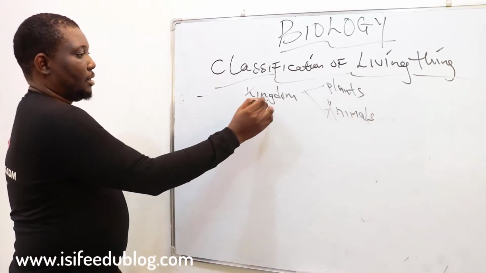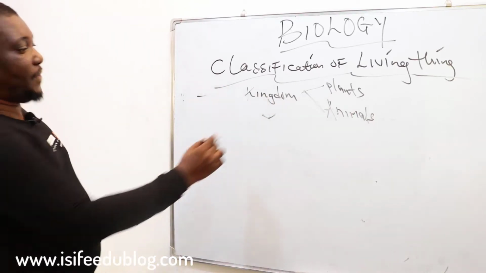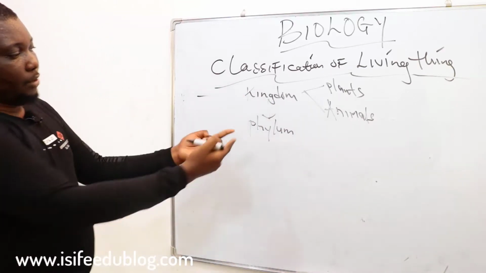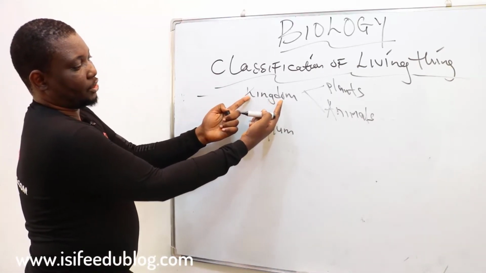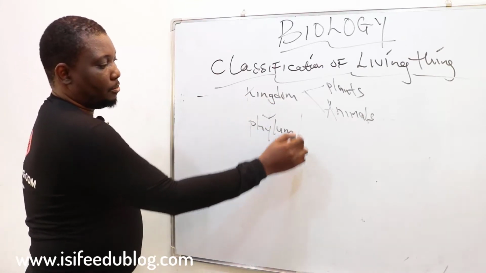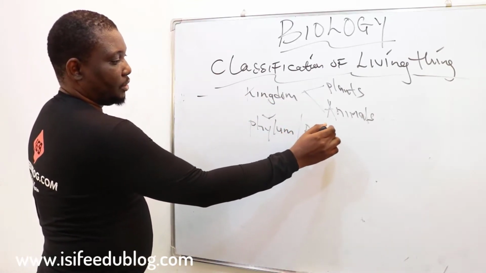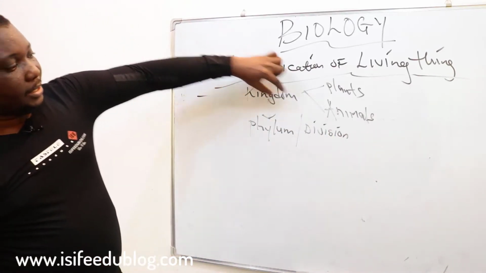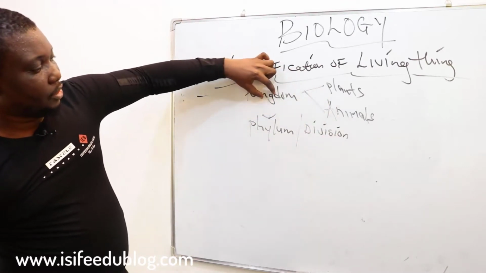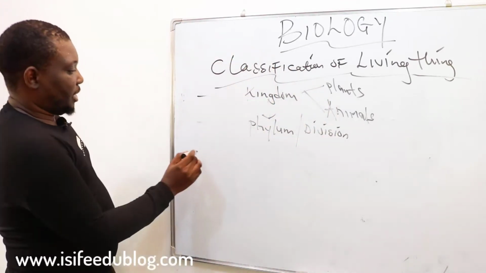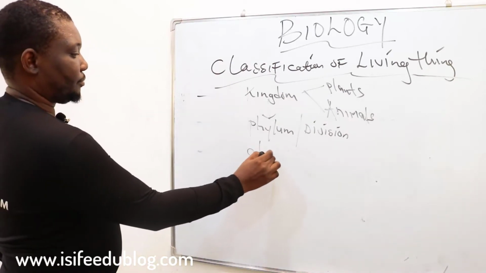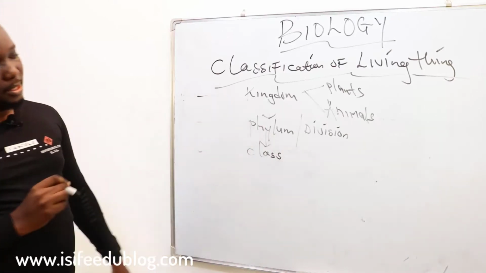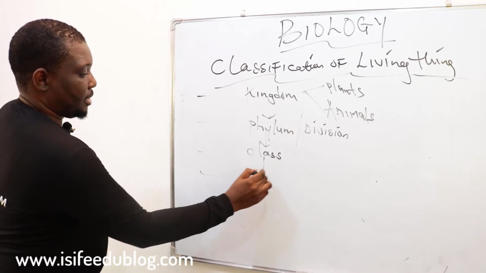And then, the next in the hierarchy of classification is phylum. I will use it after kingdom classification. Next is phylum, but I will switch it with division when I will be discussing plants. So in plants, after kingdom, the next is division. But in animals, after kingdom, the next is what? Phylum. And number 3, we have class. And the next in the hierarchy is order.